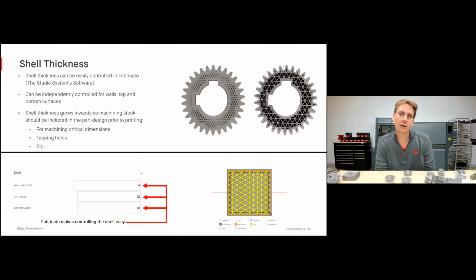Looking a little bit more at shell thickness, shell thickness can be easily controlled in Fabricate, which is the software that's controlling the Studio System. It can be independently controlled for the walls, the top, and the bottom surface. Shell thickness grows inward, so if you do want to add some machining stock to your part, a little bit of beef, just to ensure that when you're machining you're not going below your minimum tolerance, you're going to want to add that in your CAD software before exporting it into Fabricate to be printed. Then you can increase your wall line count, your top layers, and your bottom layers. It makes it very easy to ensure that you're getting the exact part you need, with the strength and the weight that you're going to require.